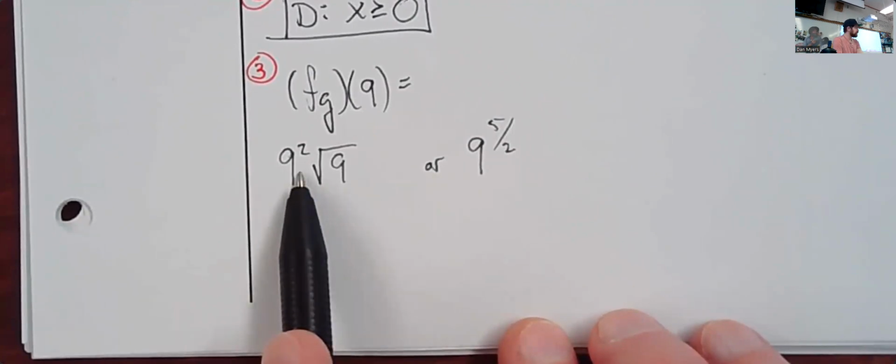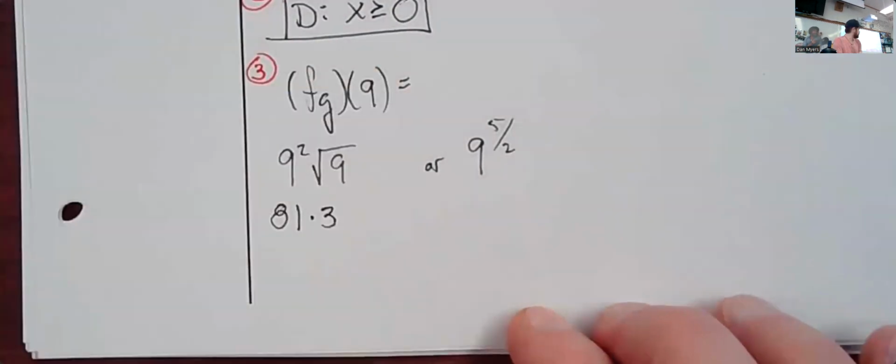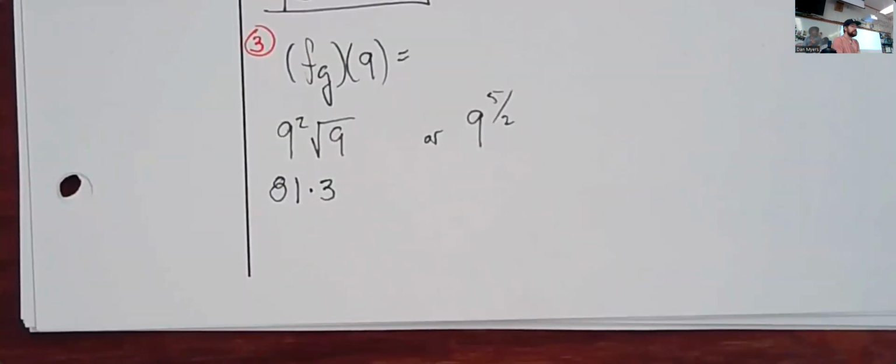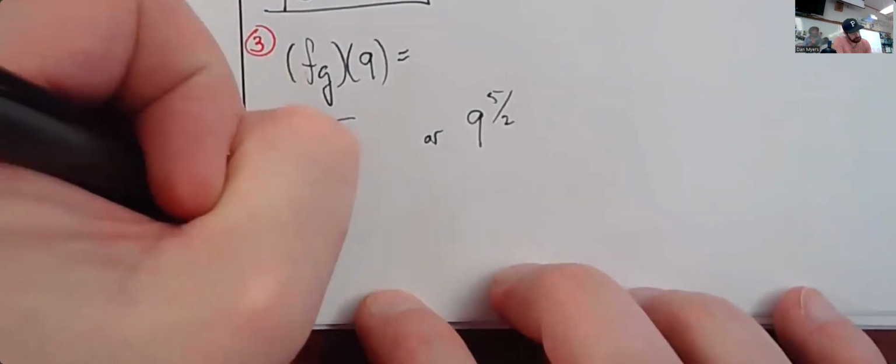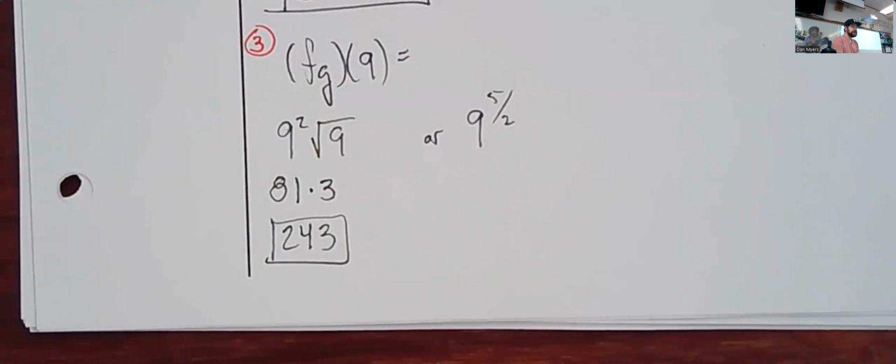So over here, that's going to be 9 squared times 3, right? Square root of 9 is 3. 9 squared is what? 81. So 81 times 3? 243. Good. 80 times 3 is 240. 1 times 3 is 3. 240 plus 3 is 243.